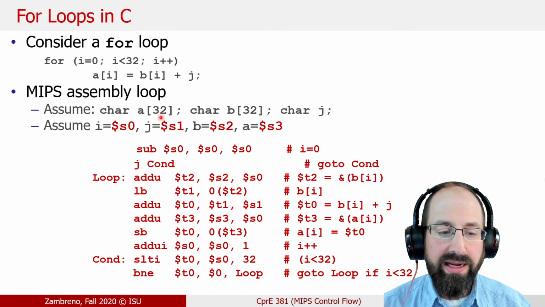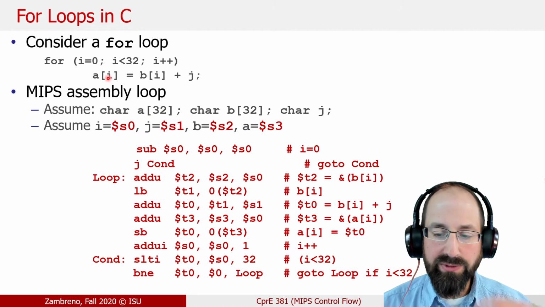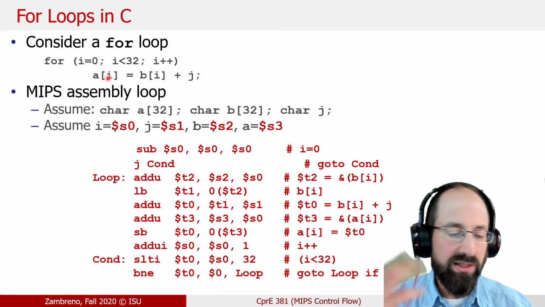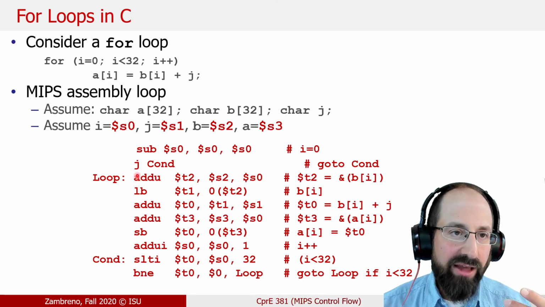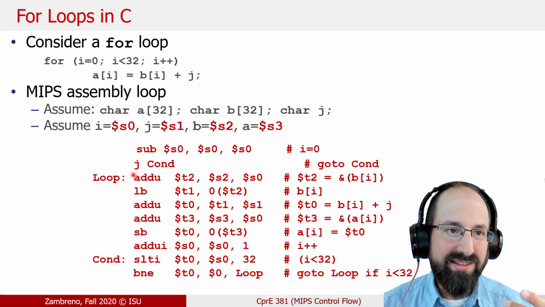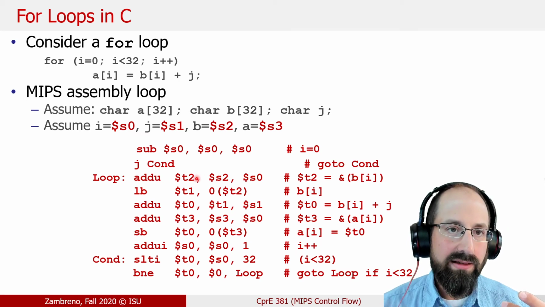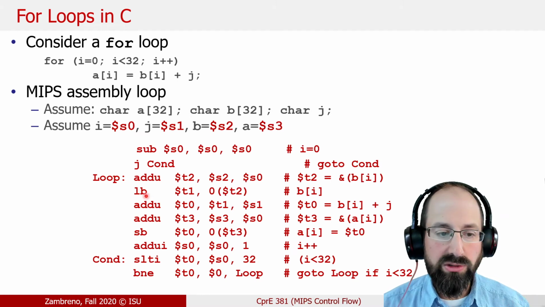Because they're just single byte entities, the address of A of I is equal to the address of A, the base address, plus I. It's not plus 2 times I or plus 4 times I or anything like that. It's just plus I. So in terms of our design pattern for loading stuff, it's a little simpler in this case. There's no shift left logical. Just add I to the base address to get the new address, and then do a load byte because we're just loading a single value into our register there.